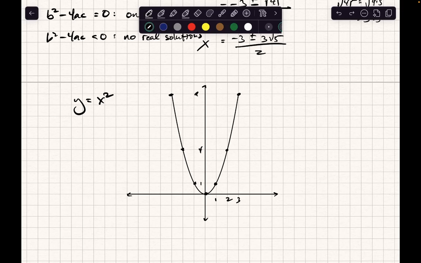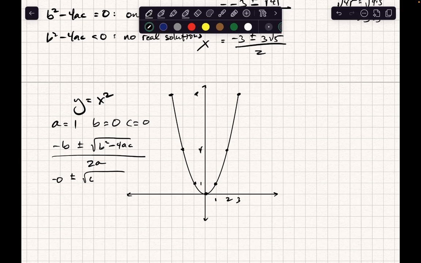How many real solutions does this have? One. What's a here for this? 1. What's b? 0. What's c? 0. So negative b plus or minus square root of b squared minus 4ac, all over 2a. What's negative b? 0. What's b squared? 0. What is minus 4ac? Minus 4 times what's a? 1. What's c? 0. So there's no solution.